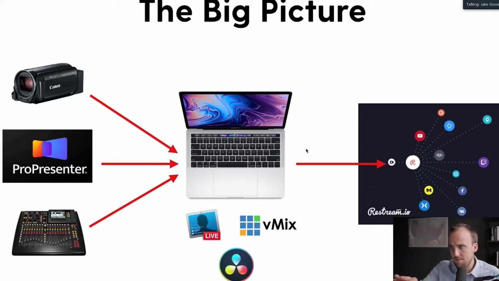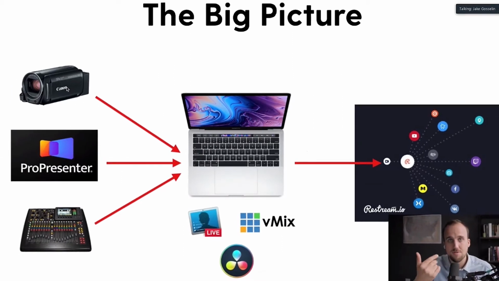On the following slides, we'll go into each of these pieces. But the big picture here is that on the left side, these are the video and audio sources that we're going to be sending into our streaming software. We need a camera to capture live action video, like how you have my camera right here capturing live action video of me.